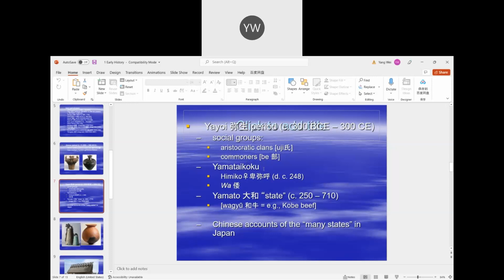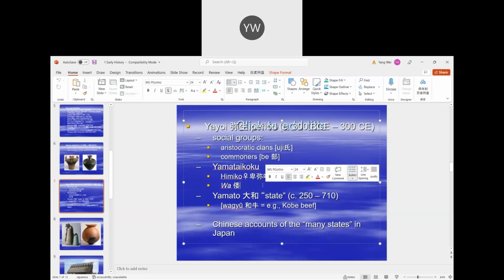And then there were many states coming out during this time period. One of the biggest is called Yamatai Koku. Koku in Japanese simply means state. Yamatai Koku means Yamatai state. And according to the Chinese sources, remember the Japanese never left us any written records during this time period. We're talking about 200 to 300 AD. So the only written records we have about Japan were all from China. So if you want to study early Japanese history, you're going to have to learn classical Chinese, because all the early historical records about Japan were written in classical Chinese.